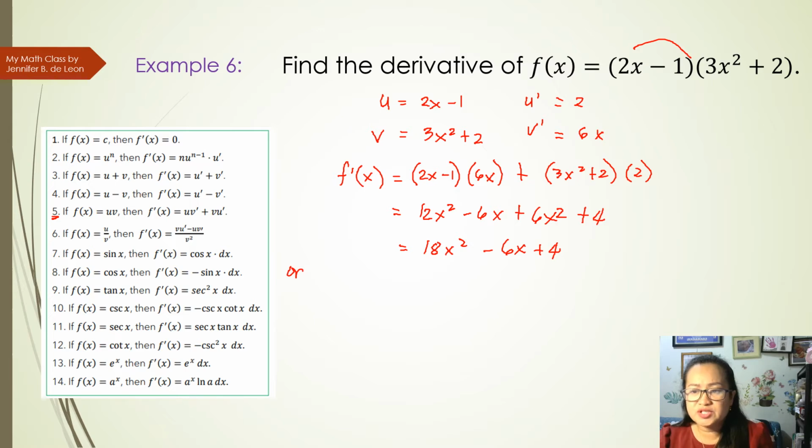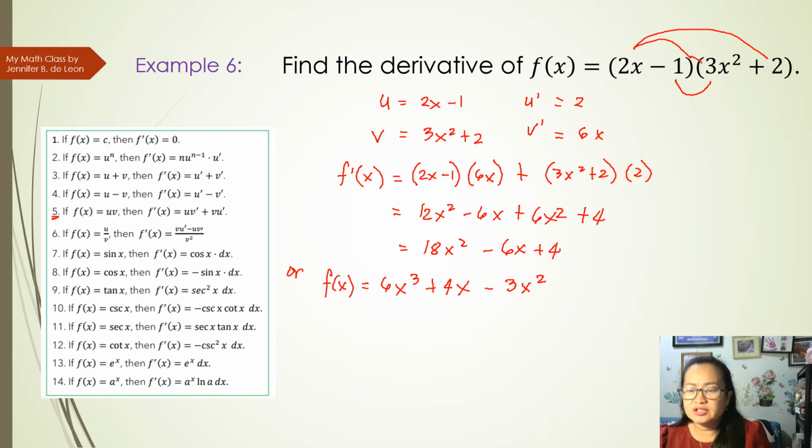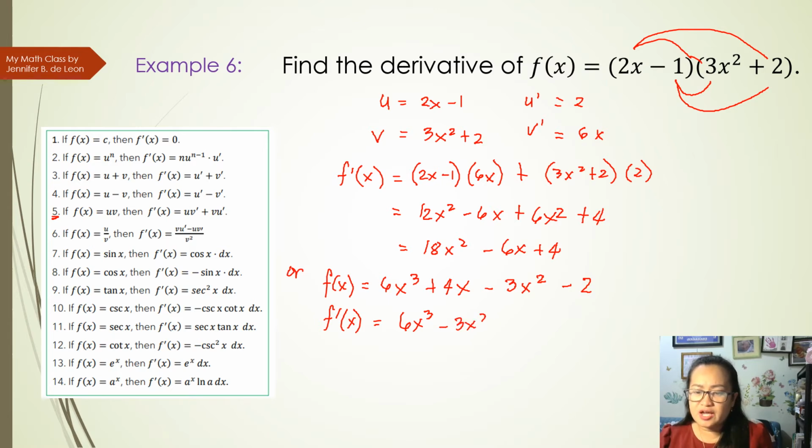So 2x times 3x squared, we will have 6x cubed. 2 times 3 is 6, then we add the exponents. Then 2x times 2, that is 4x. And then negative 1 times 3x squared, that is negative 3x squared. And then negative 1 times 2, that is negative 2. So let's arrange the terms in decreasing powers of x. So we will have 6x cubed minus 3x squared plus 4x minus 2.